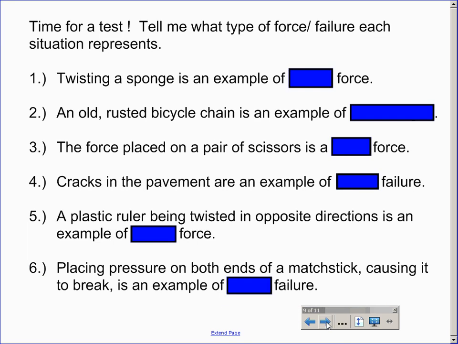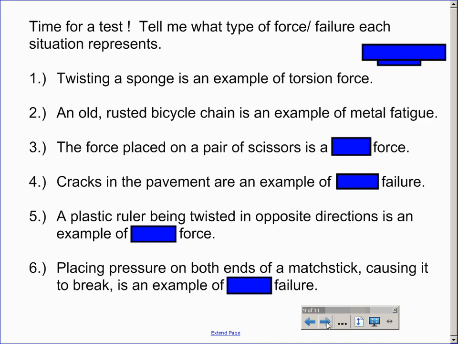All right, time for some review. What type of force or failure does each situation represent? Twisting a sponge is an example of torsion force. An old rusty bicycle chain is an example of metal fatigue.